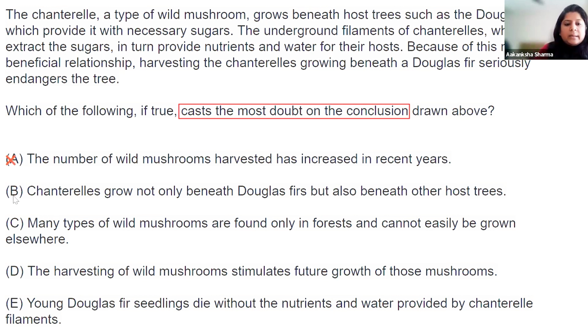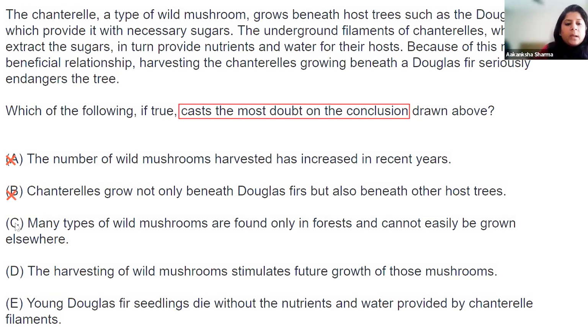B says chanterelles grow not only beneath Douglas firs, but also beneath other host trees. Fair enough. But how is it now connecting that harvesting of mushrooms will endanger the tree? All that B is telling us is that this is not the only tree beneath which these mushrooms grow. They also grow under different trees. Not my concern. Hence, B gets eliminated.